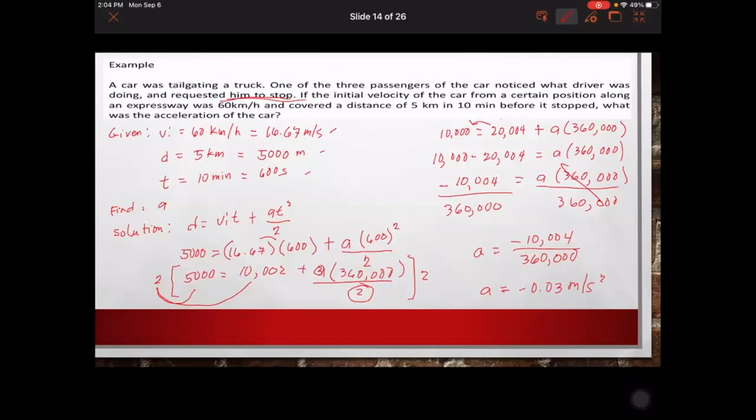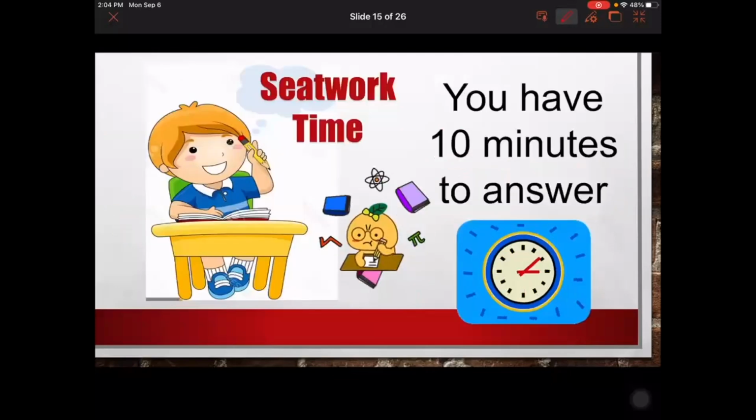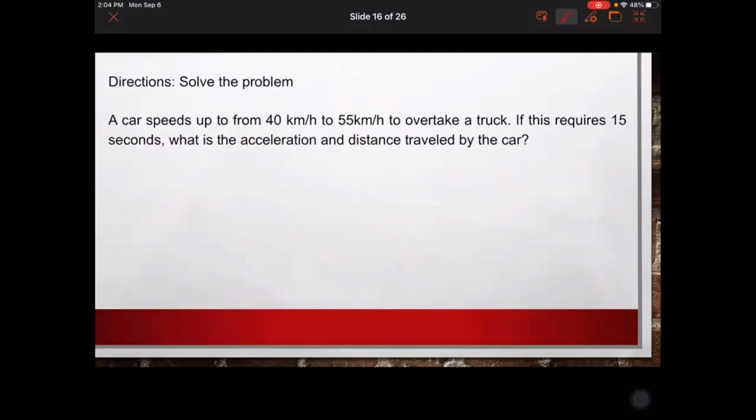Wala naman. Let's have the seat work. For this seat work, a car speeds up from 40 km per hour to 55 km per hour to overtake a truck. It requires 15 seconds. What acceleration and distance traveled by the car? So let's first identify the given para ma-identify nyo kung ano ba yung tamang formula na gagamitin natin.